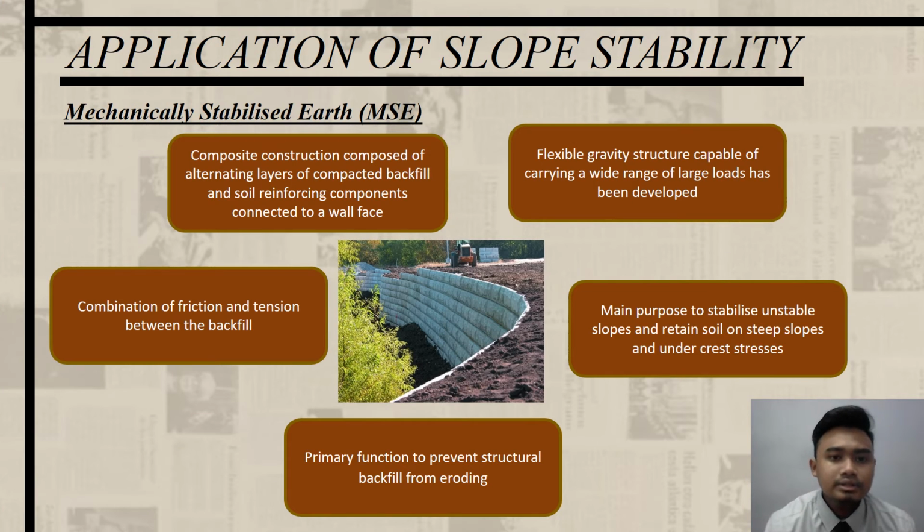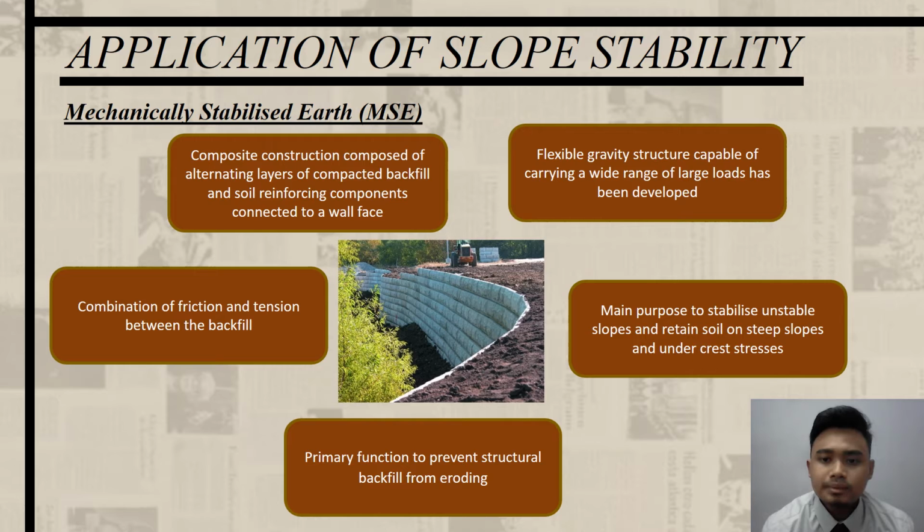Then, mechanically stabilized earth, or MSE, is a composite construction composed of alternating layers of compacted backfill and soil reinforcing components connected to the wall face, using a combination of friction and tension between the backfill. The primary function is to prevent structural backfill from eroding. The main purpose is to stabilize unstable slopes and retain soil on steep slopes and under crest stresses.